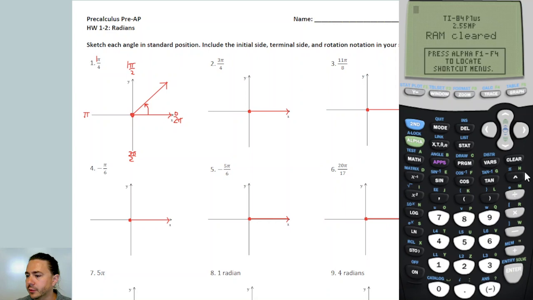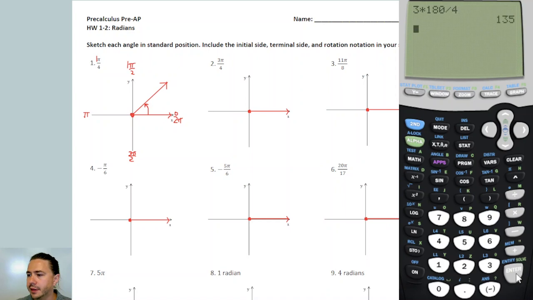Okay. So 3 times 180 divided by 4, and I can see it's 135 degrees. So if I know that 180 is over here and 90 is up here, 135 is halfway between there. So I do have my terminal side right here, and I need to make sure to include my rotation notation. It should look like this.